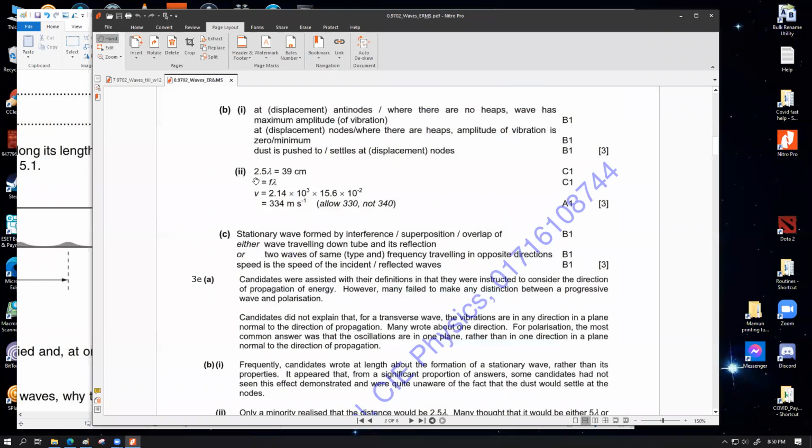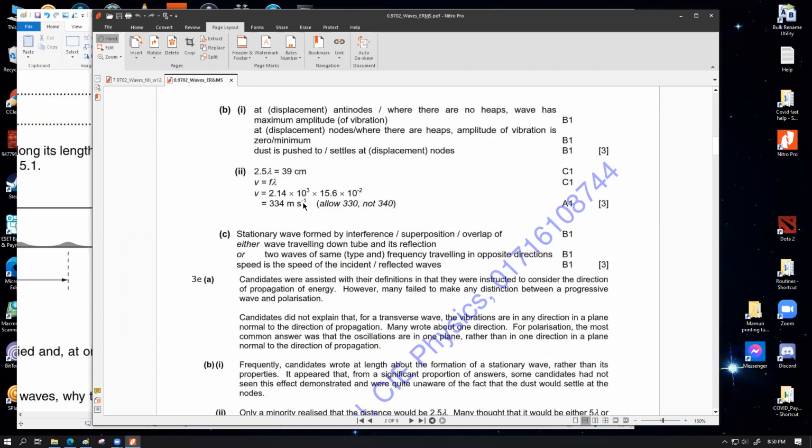So they have given 2.5 lambda, I have written 5 by 2 lambda, which basically works, because I personally like to calculate in terms of lambda by 2, which gives us the number of loops, in terms of fraction of loops. That's how I personally like it. I find it easier to work with. But pretty much you're going to get the same answer.